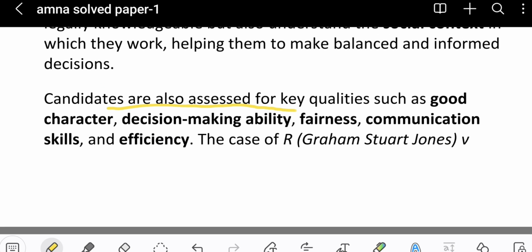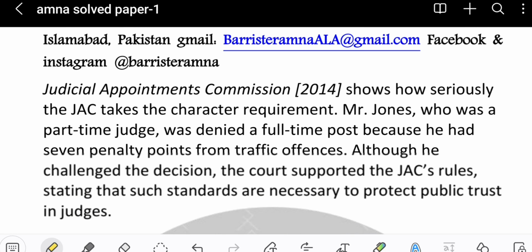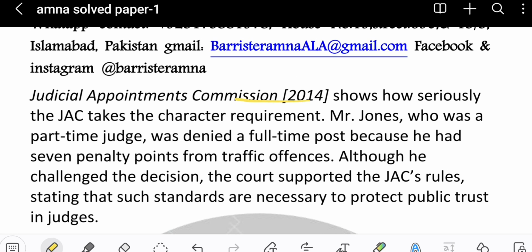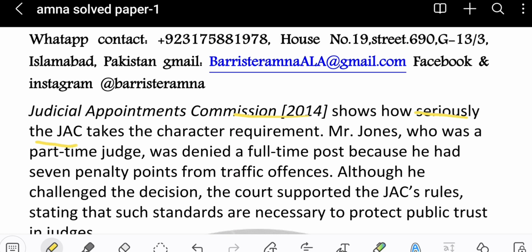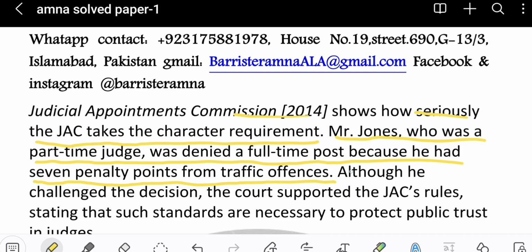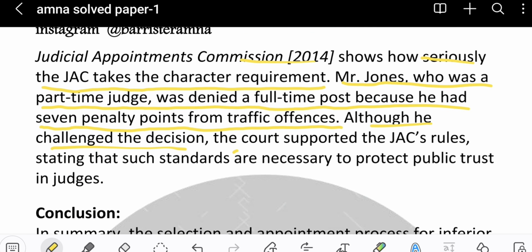Candidates are also assessed for key qualities such as good character, decision-making abilities, fairness, communication skills, and efficiency. The case of R (Graham Stone John) v Judicial Appointments Commission 2014 shows how seriously the JAC takes the character requirement. Mr. John, who was a part-time judge, was denied a full-time post because he had 7 penalty points from traffic offences. Although he challenged the decision, the court supported the JAC rules, stating that such standards are necessary to protect public trust in judges. So basically, I have added this case law and said that having good character in a judge is very important.